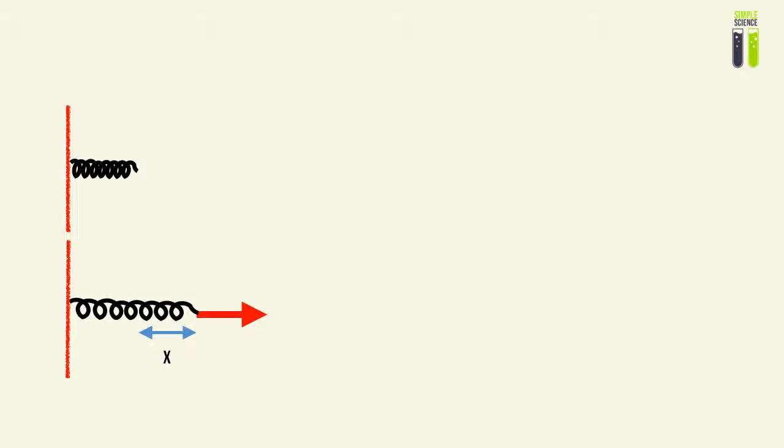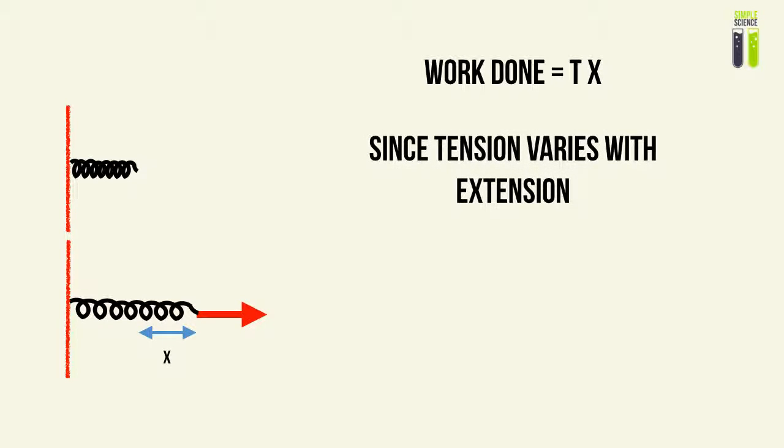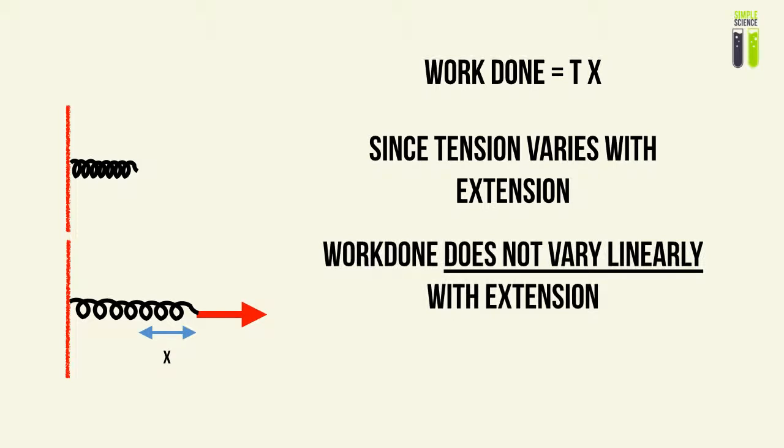Alright, so we know that work done is equal to Tx, but in order to find the energy which the object has at a particular amount of extension, we are not going to be dealing with it in a linear sense, because the tension within the object actually varies with the extension. It makes a lot of sense, because the further we pull the spring out, the stronger the force with which it pulls back on us. So work done, unlike the force, does not vary linearly with the extension.